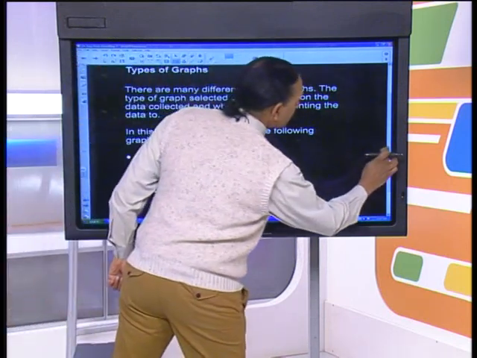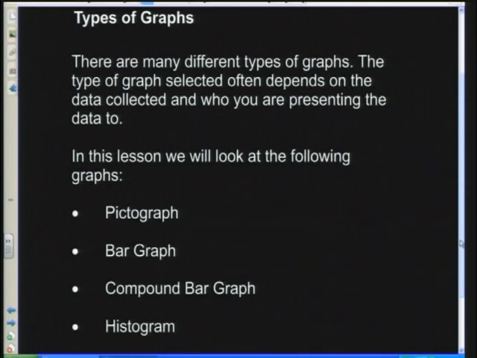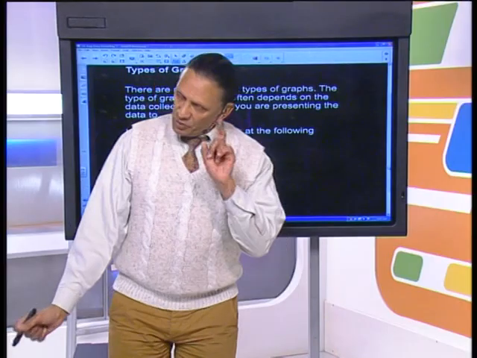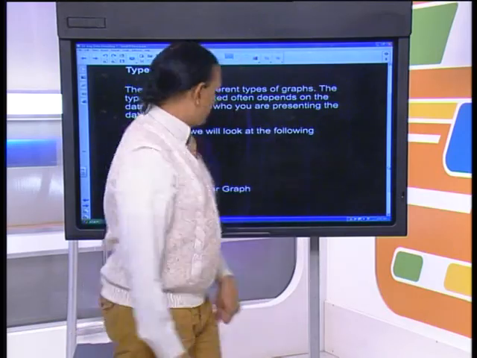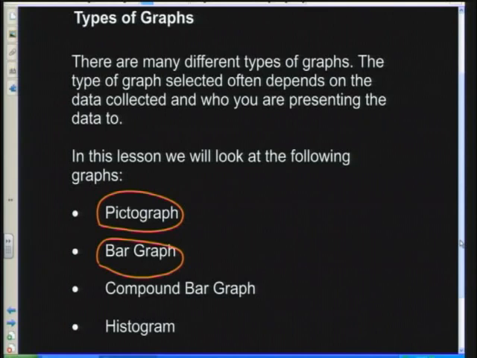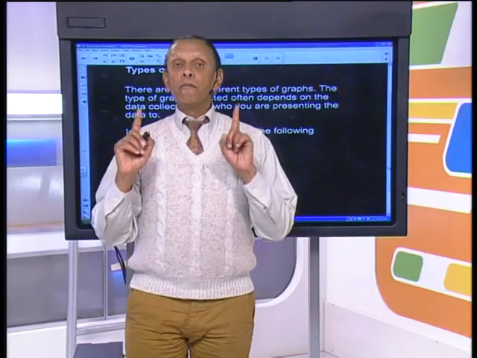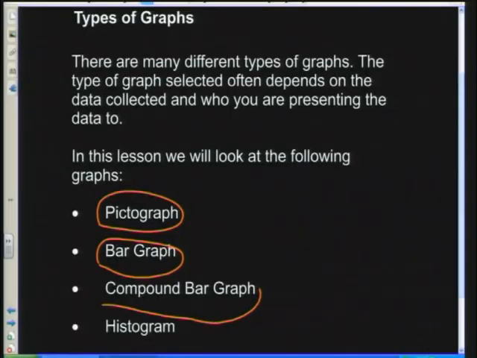If you remember the first graph, yes, you were right. The first one was what we call a pictograph. The second one was a bar graph. Yes, you were right. A bar graph. The third one was a compound. No, we haven't discussed this one yet. But those two are actually linked.